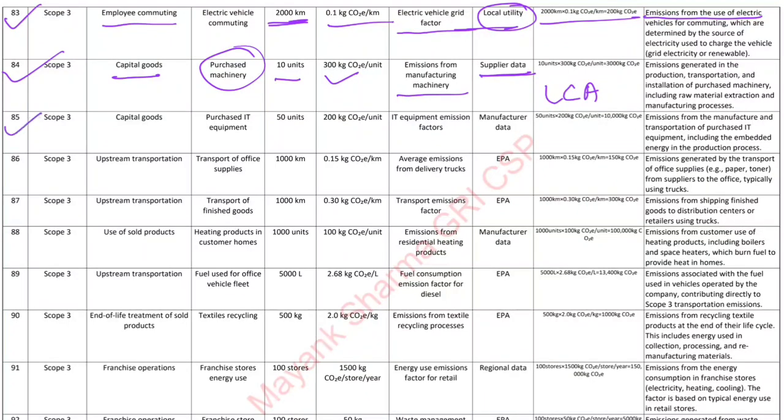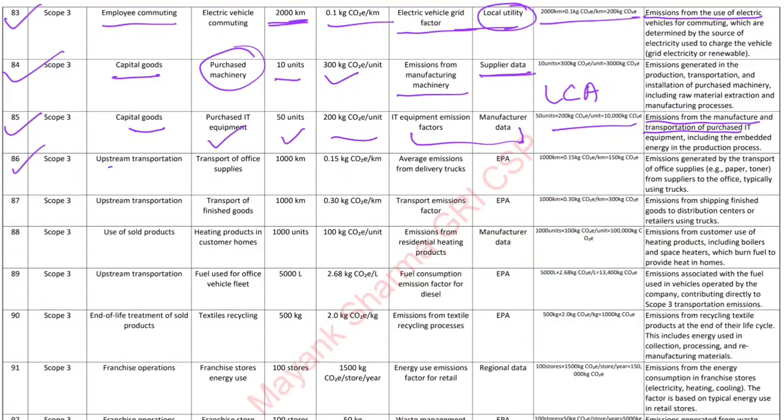And 85, scope 3 capital goods, purchasing IT equipments, how many equipment units bought and what is the emission factor. Then this manufacturing data is providing the emission factor related to the IT equipment emissions. This is the calculation, and again whatever emissions from manufacturing and transportation of purchased IT equipment, including embedded energy basically in the production process.